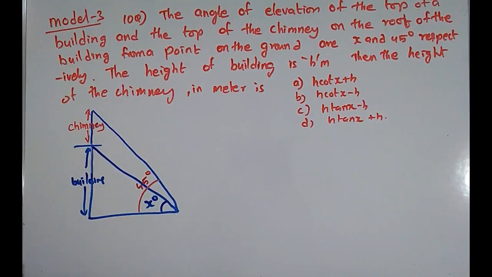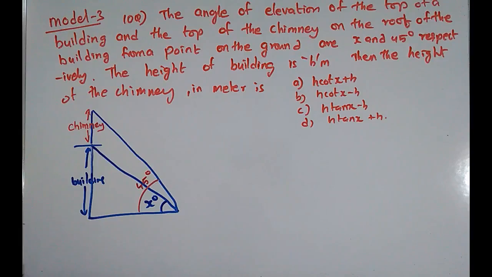Heights and distances, model 3, 10th question we are looking into. The angle of elevation of the top of a building and the top of the chimney on the roof of the building from a point on the ground are x and 45 degrees. Okay friends, how to draw this diagram from this data, friends?